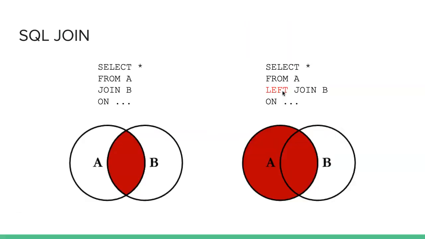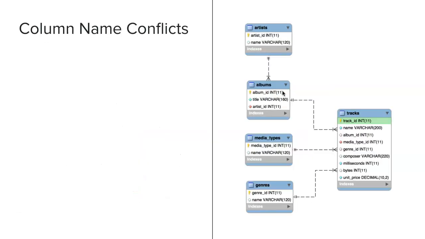Oh, one more thing. When you're starting to merge tables together, there's bound to be some name conflicts. For example, let's say I'm going to join the albums table and the tracks table. However, they both have the same column name. Both are album ID. Even though this is the primary key and this is the foreign key, they're both album ID. So this is going to be a bit of a problem, right?